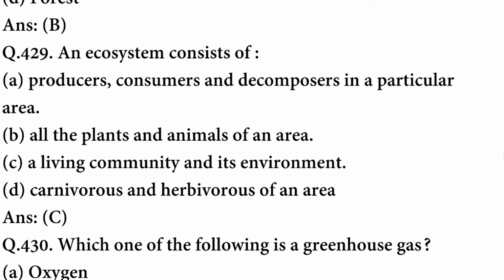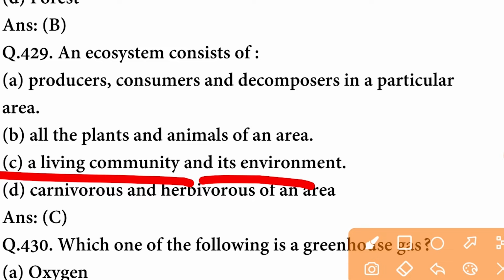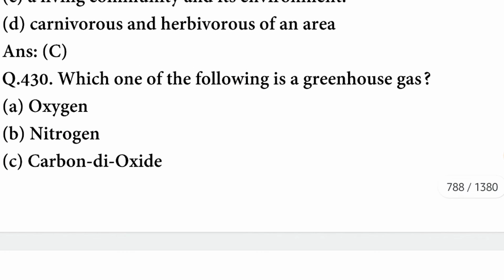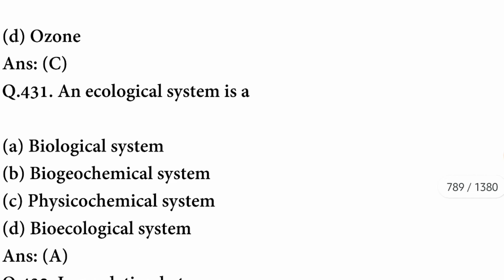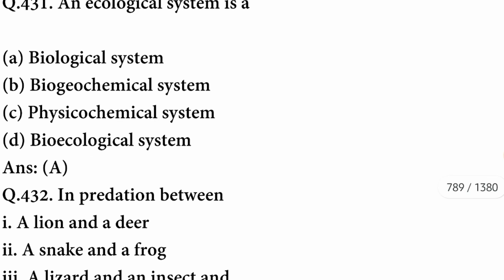An ecosystem consists of a living community and its environment. C option is correct. Which one of the following is a greenhouse gas? It is carbon dioxide. An ecological system is a biological system.